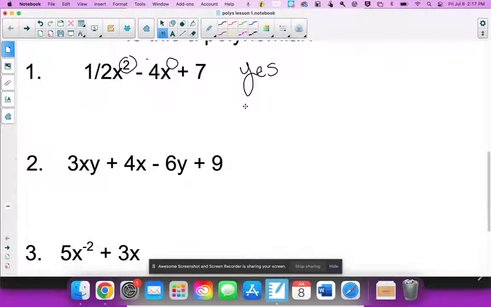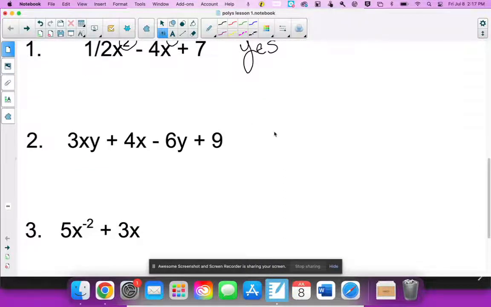All right, number 2. Okay. Again, checking all the exponents. And notice I'm only circling exponents on the variables, right? All of those have an exponent of 1, even though it's not written down. Okay, that's the understood about exponents. If there's no exponent written there, then it's an exponent of 1. And again, we're only looking at the variables. Okay, so yes, that is considered a polynomial.